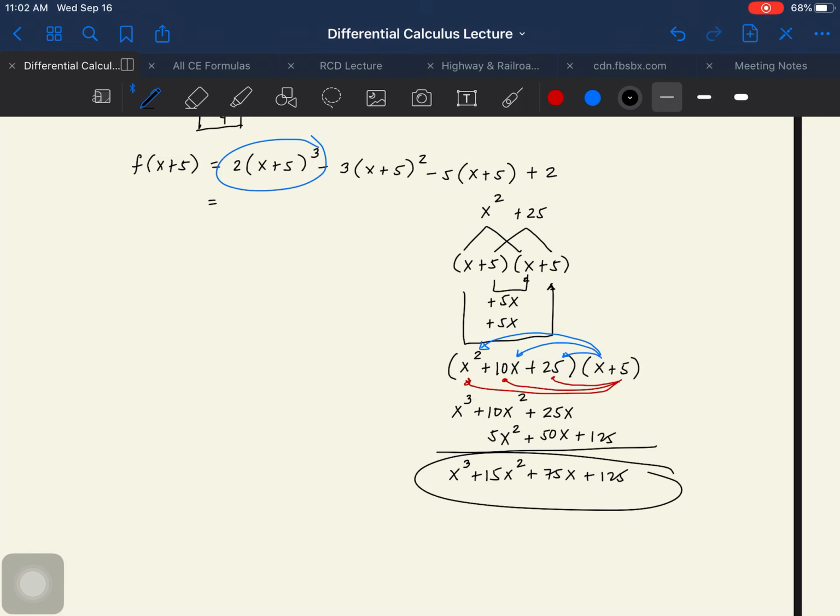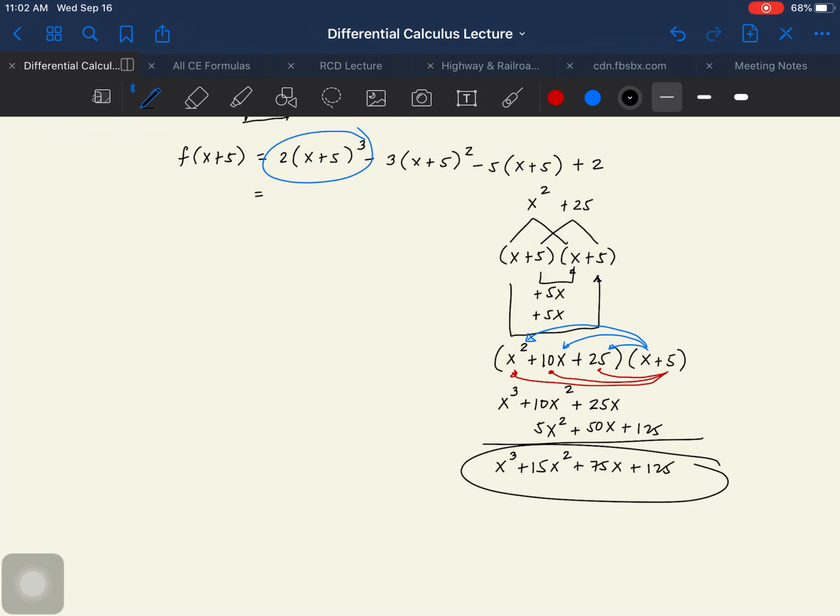So we have there 2. So the value now for x plus 5 raised to 3 here is, now where is it? Oh, there. X cubed plus 15x squared plus 75x plus 125. Okay, that's just the first term. Now how about the rest? The other one is negative 3. So this one.